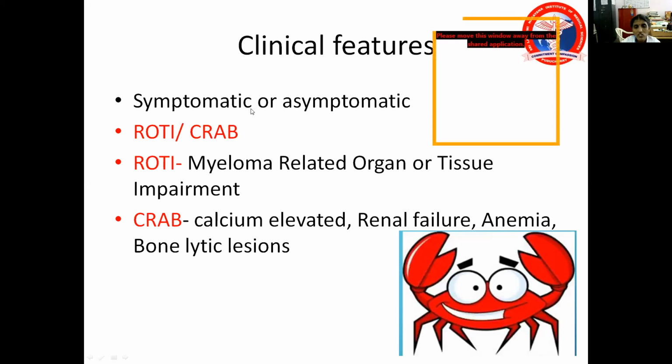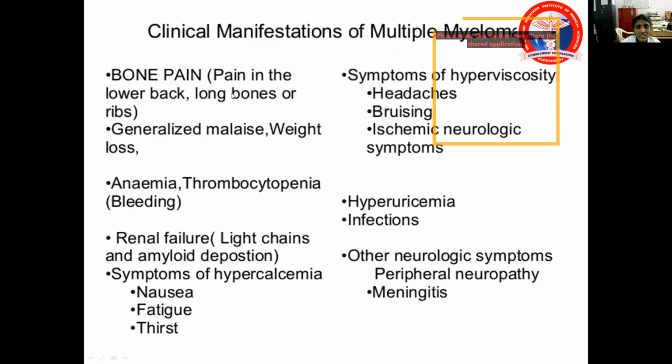So coming on to clinical features, what we most importantly want to know is how the patient presents. We just went through the diagnostic criteria for multiple myeloma. Clinically, it can sometimes be asymptomatic, but many times symptomatic, which falls under either ROTI or CRAB. ROTI is myeloma related organ or tissue impairment. CRAB, we just discussed: C is elevated serum calcium, R for renal failure, A for anemia, and B for bone lesions. But definitely the patient will not come to us saying that I have a high calcium or a renal abnormality, right?